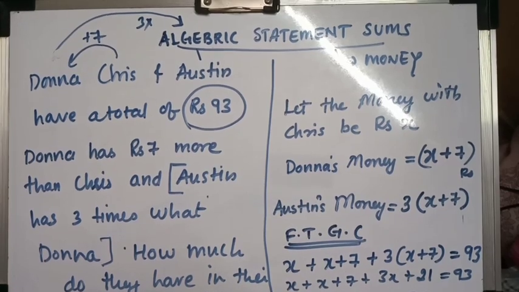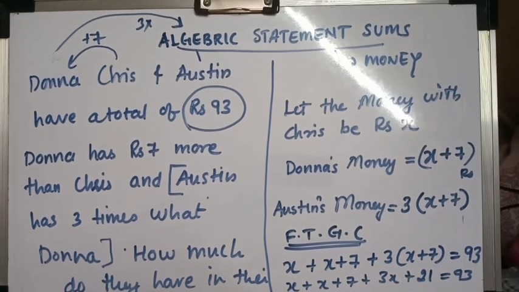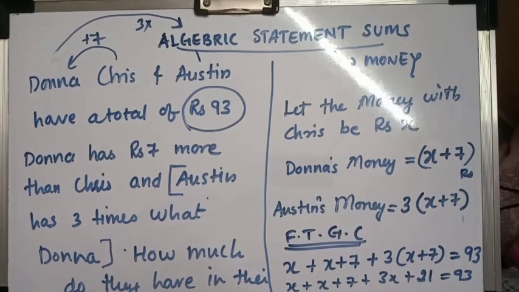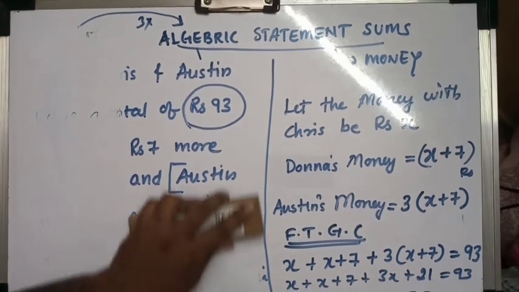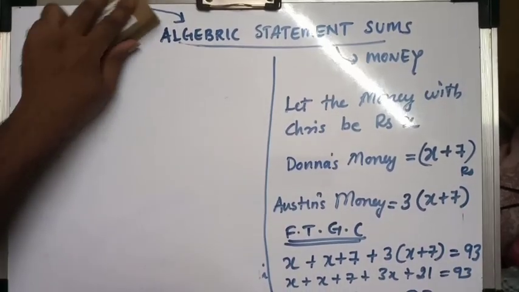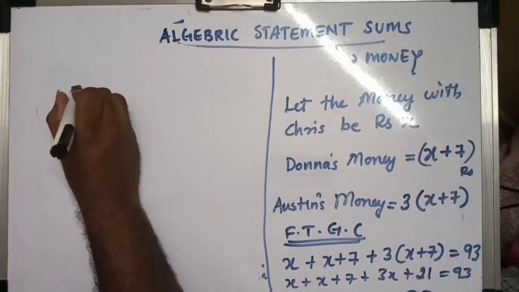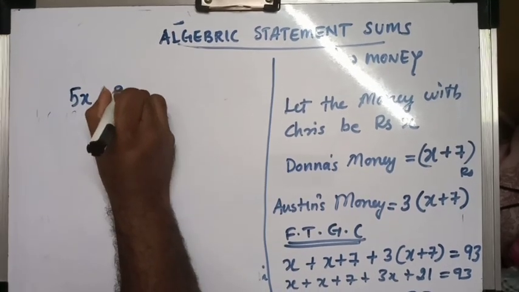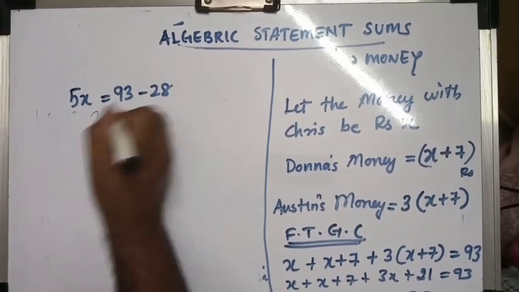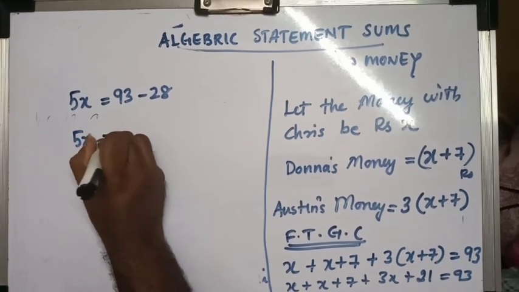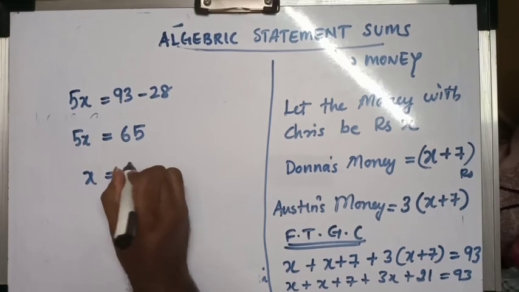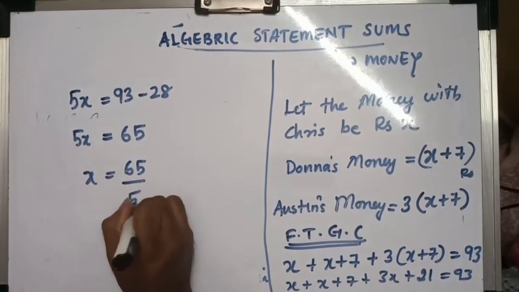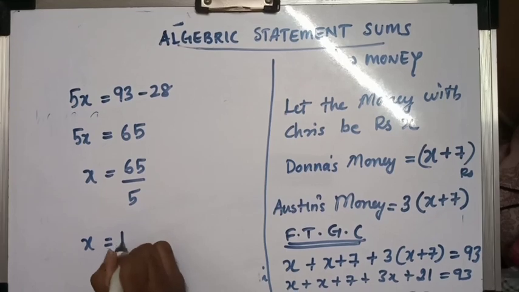93, right? Now what happens, children, when this 28 goes to the other side, it becomes subtraction. When 28 goes there, 5x is equal to how much? 93 minus 28. Then 5x will be equal to what? 93 minus 28 is 65. So x will be equal to 65 divided by 5. x will be equal to how much, children? 13.